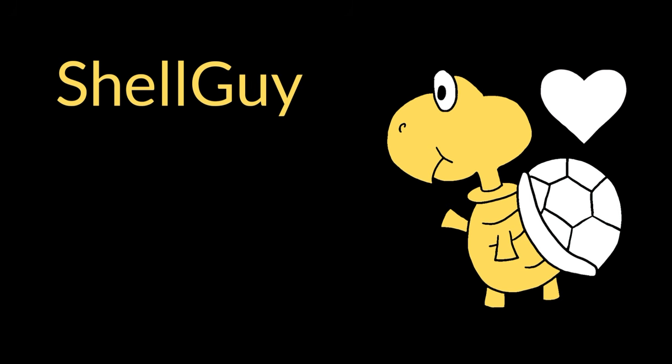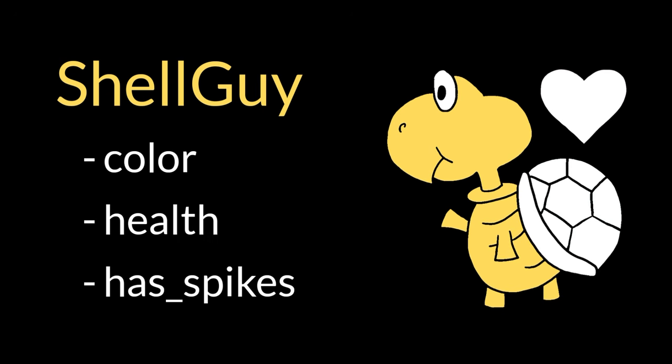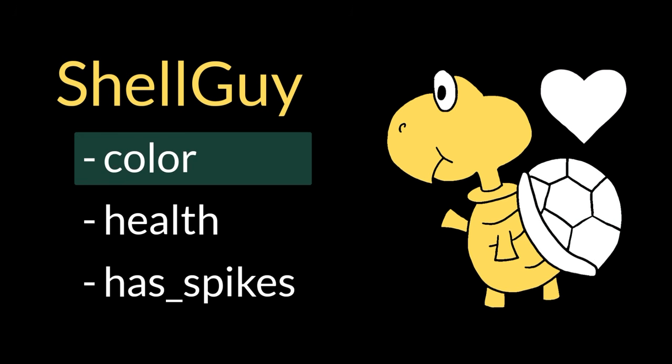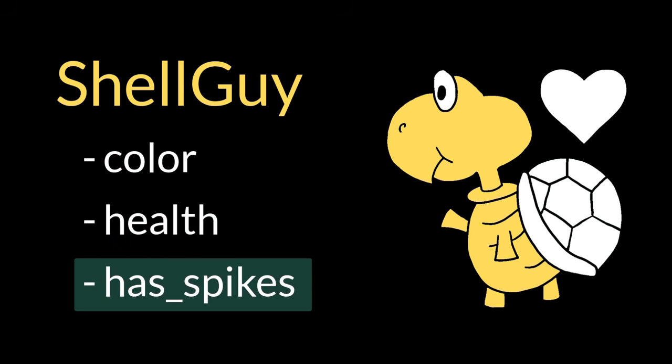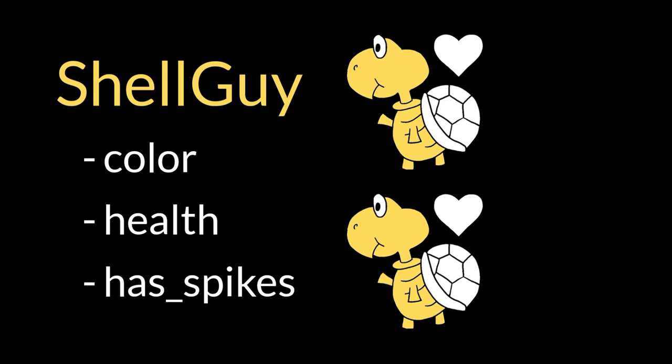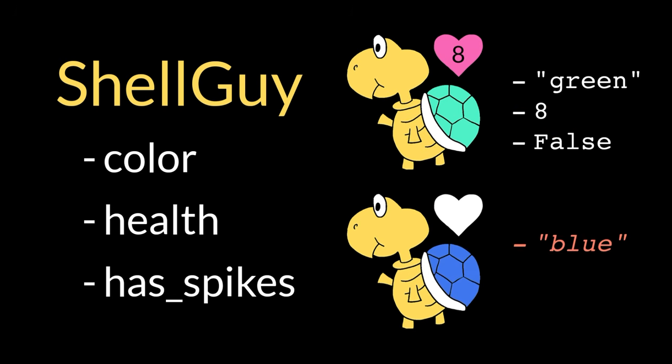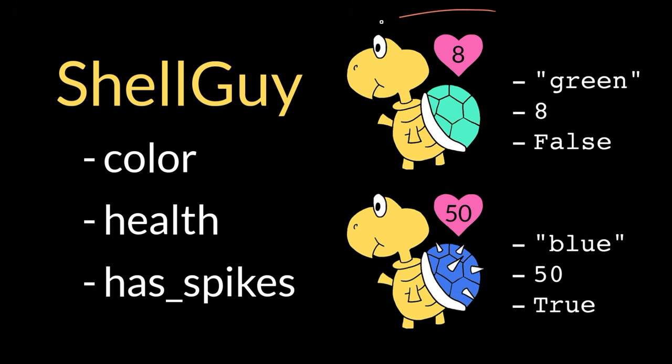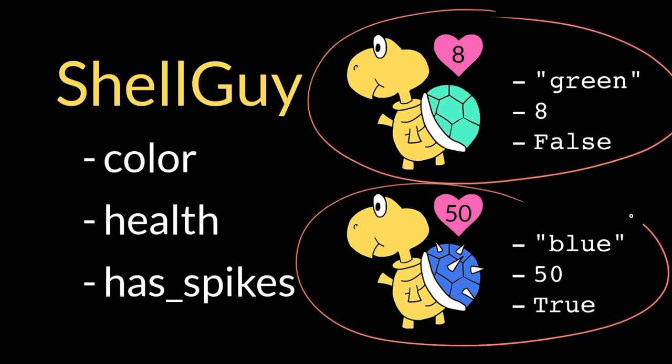A class is a template for a data type. It defines what kind of thing it is and what data it can store. The class sets the rule that every shell guy must have a color, health, and has spikes attribute. Each shell guy we create must follow that rule, but each shell guy is his own unique thing. So this shell guy might store green, 8, and false, whereas this shell guy over here stores blue for his color attribute, 50 for his health, and true for has spikes. We call these actual shell guy things we create instances of the class shell guy, otherwise known as objects.